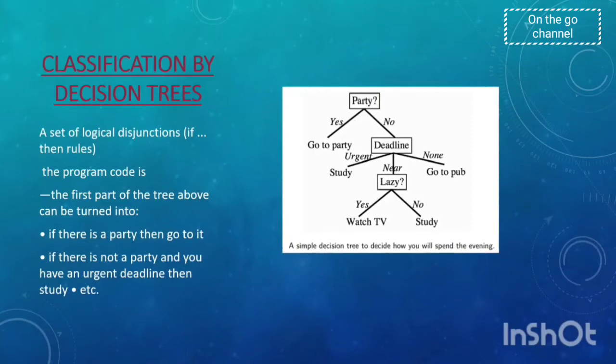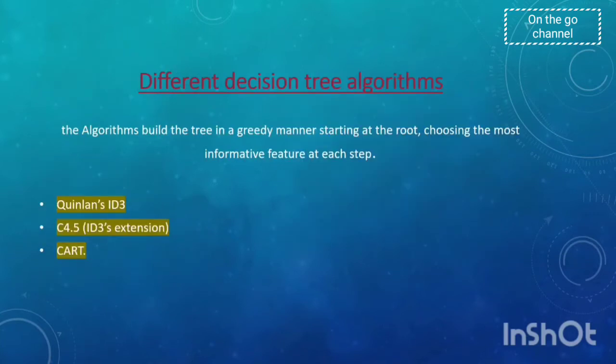So here it should be yes or no, it should not be in between, so it should be unique. Decision tree algorithms are of three types: Quinlan's ID3, C4.5, ID3's extension, and CART. C4.5, ID3's extension, uses entropy and information gain for constructing a tree. But CART, classification and regression trees, uses the Gini Index or Gini impurity.